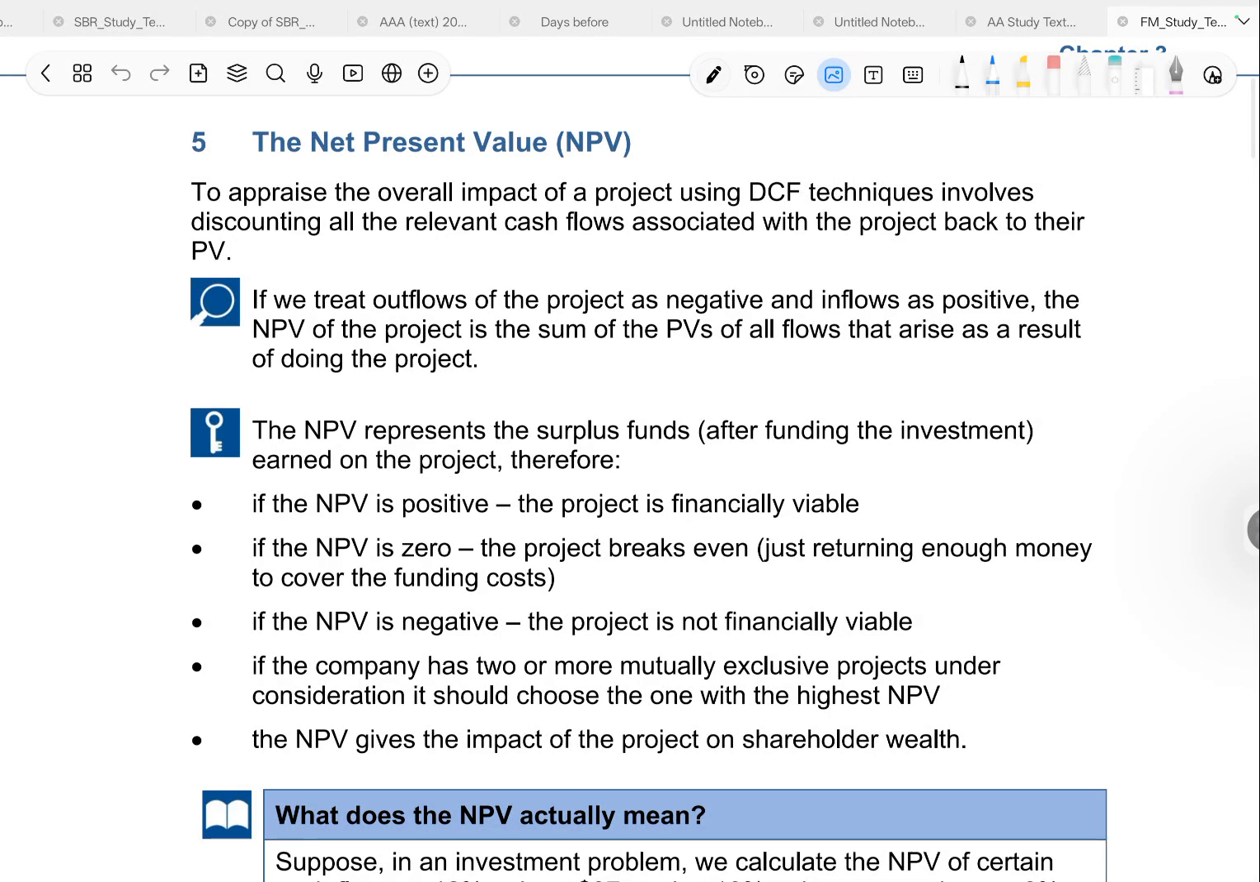In today's video, we are going to understand an investment appraisal technique in financial management called the net present value, or the NPV method. Whenever a company wants to decide whether it should invest in a project, buy new machinery, or launch a new product, it needs a method to evaluate whether that investment is worthwhile or not. And one of the best and most widely used methods for doing that is NPV.